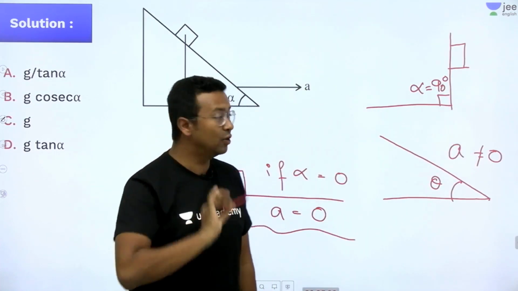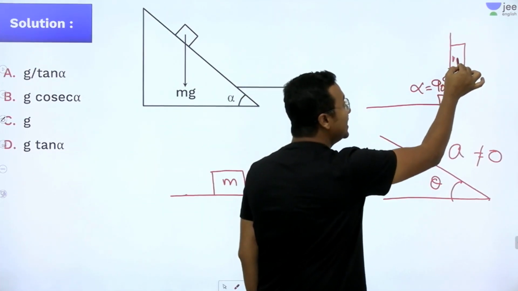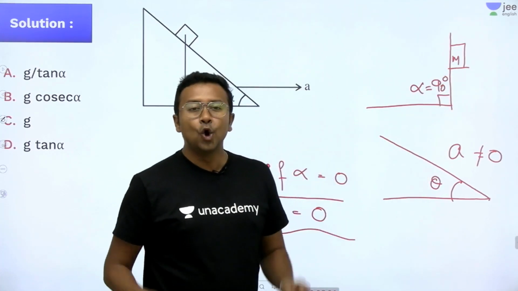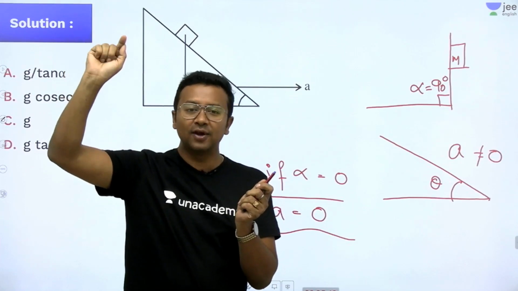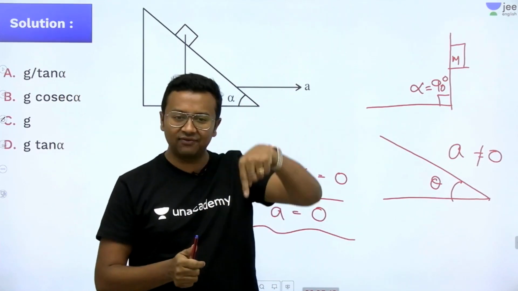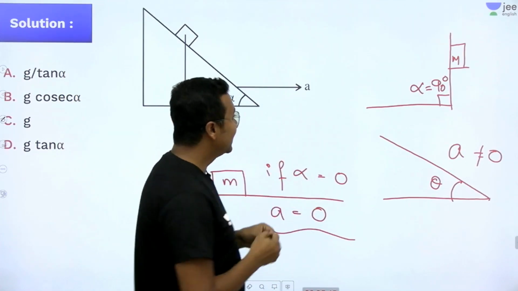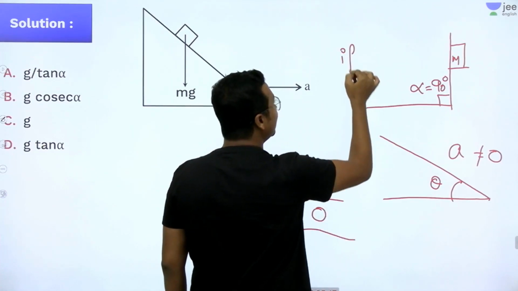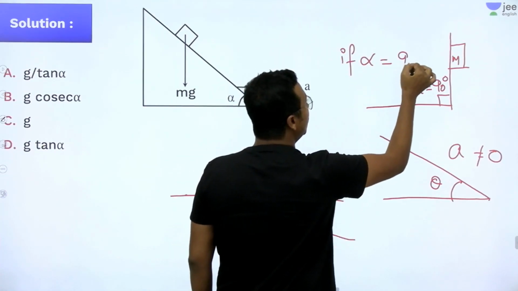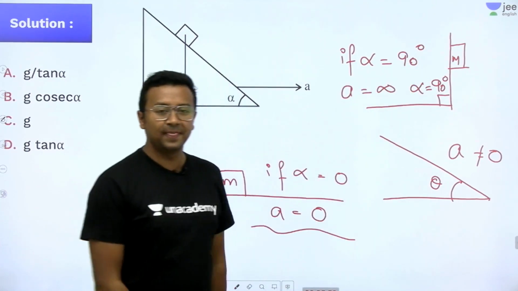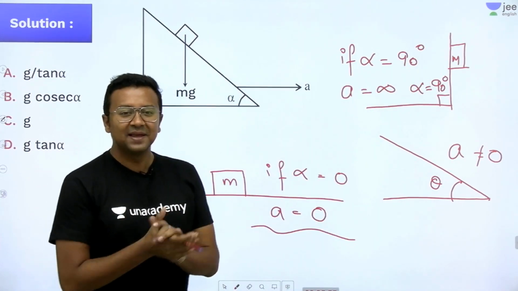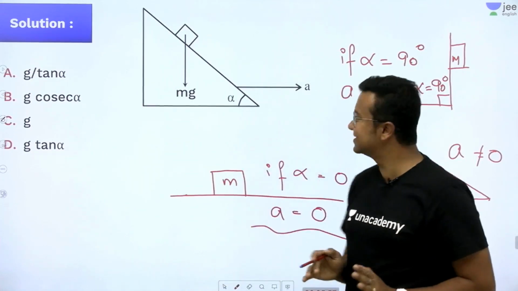Very interesting method. If you keep the block here, now no matter how high you make the value of A, the block is definitely going to fall, right? That means I can say, if my alpha is equal to 90 degrees, A will be equal to infinity, right? Simple idea. Now, let's go to the options.